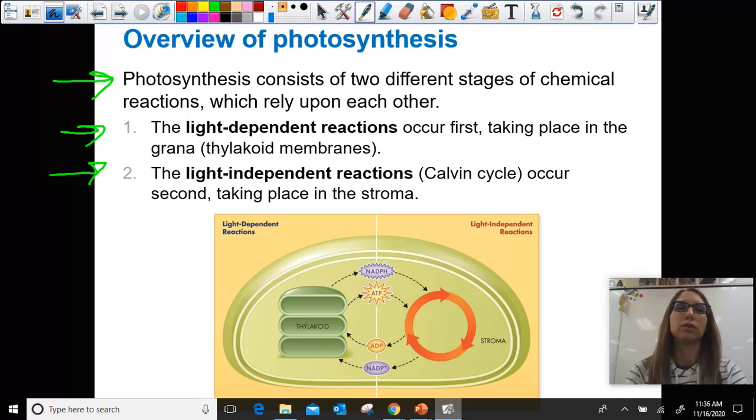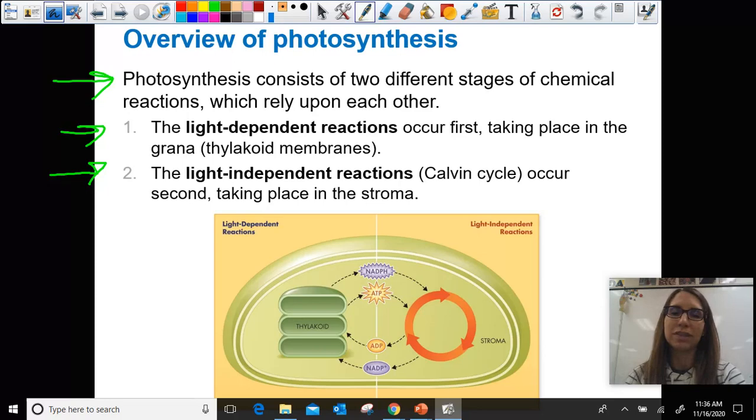Okay. So photosynthesis, again, has two different stages of chemical reactions. They rely upon each other. The first one has to occur in order to get the second one to start, and so on and so forth. So the reactants of one are going to be used as products of the other, and vice versa. The first stage, again, is called light dependent. So light dependent implies that we're dependent upon sunlight, and this first stage definitely is. We need sunlight in order to start this process.